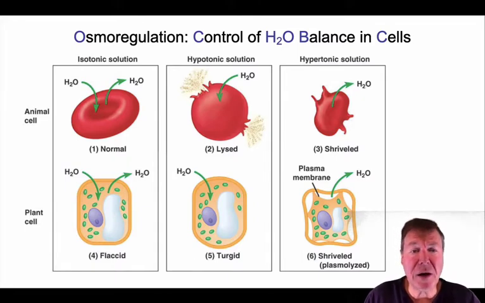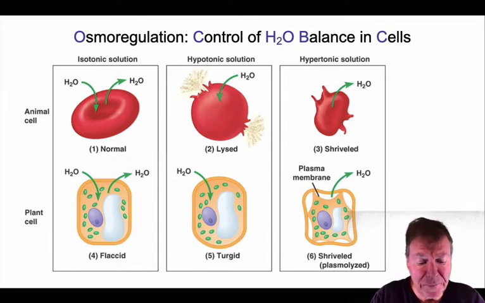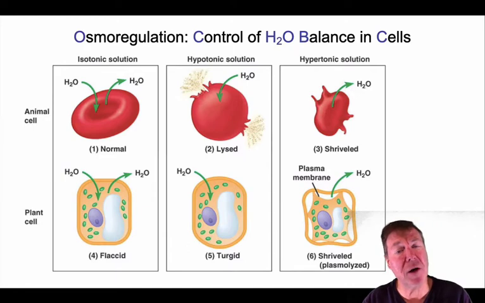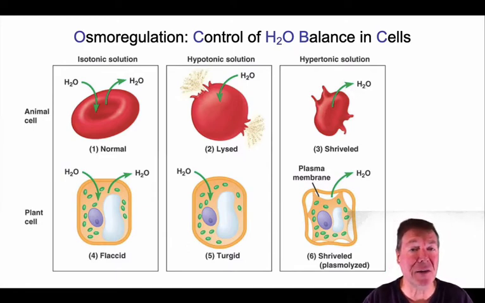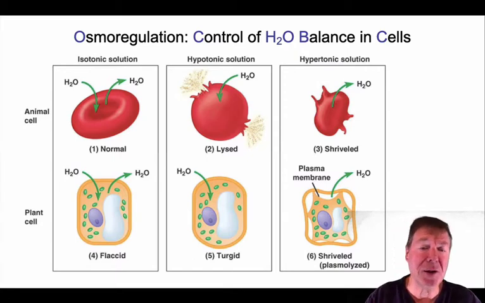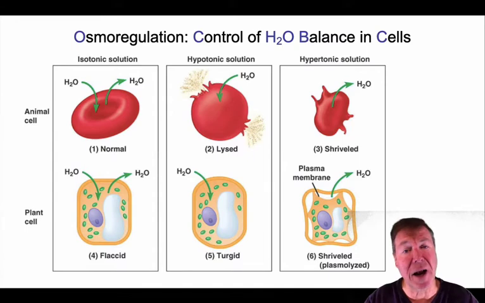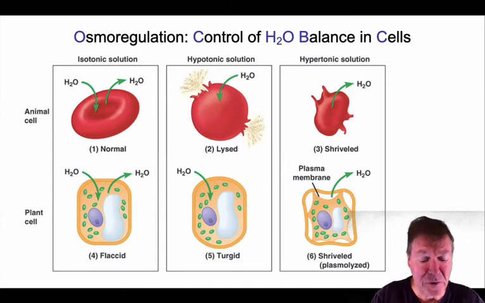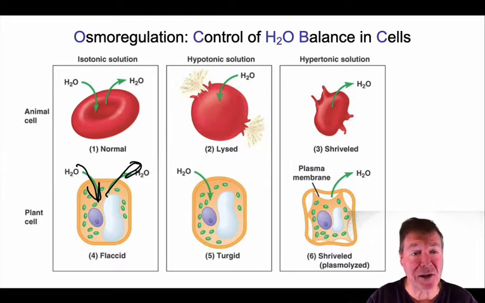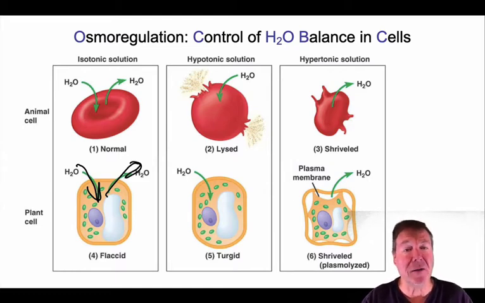We talked about an isotonic solution where the concentration of water and/or solute is the same inside the cell as it is outside the cell. I'm going to continue talking about the concentration of water. So the concentration of water inside the cell and outside the cell is equal. Therefore, you have water going into the cell and coming out of the cell at the same rate. Same thing in the animal cells. The result: there should be no change in the cell.